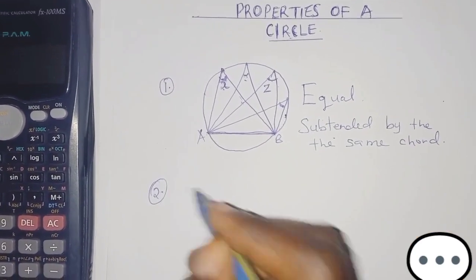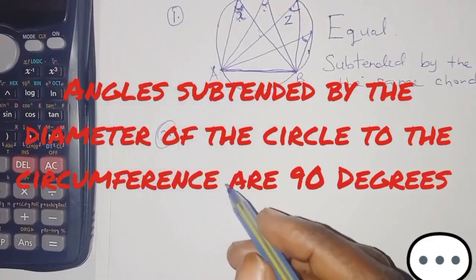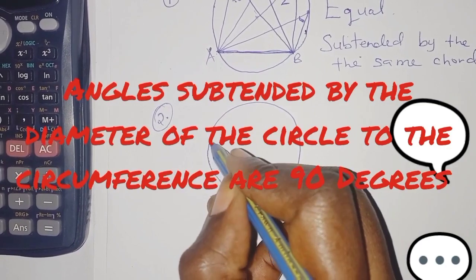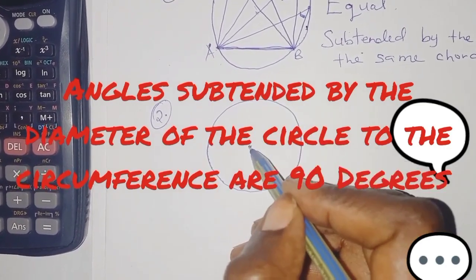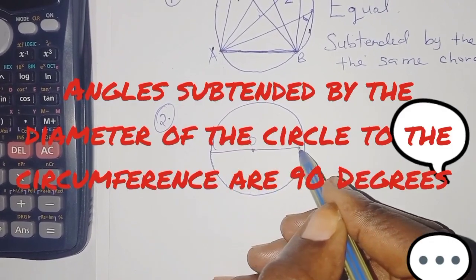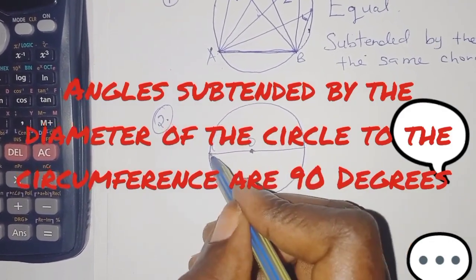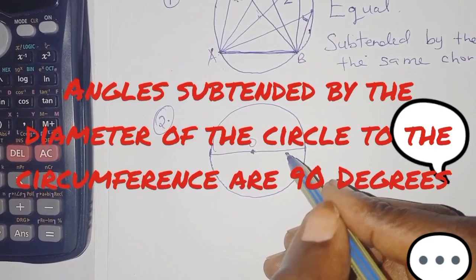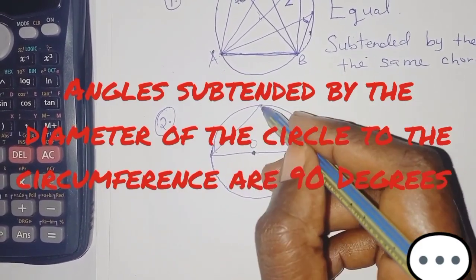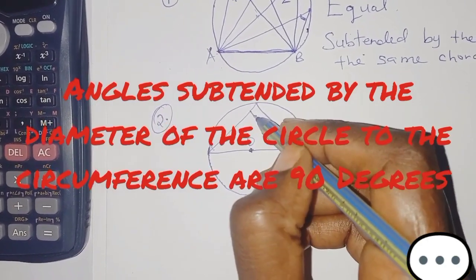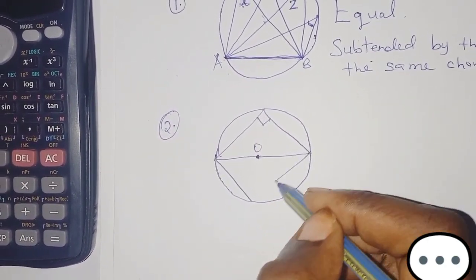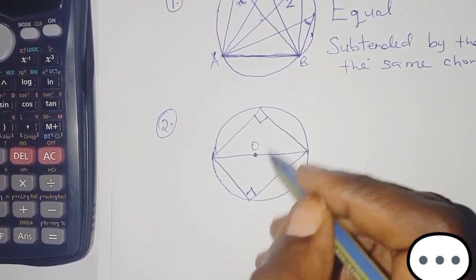Property number 2. If you are given a circle with center O, the line that is cutting the circle at the center from one circumference of the circle to another is called the diameter of the circle. Angles subtended by the diameter of a circle are equal to 90 degrees. So this angle is equal to 90 degrees.